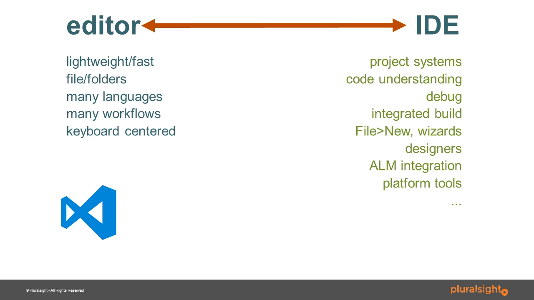What's an IDE? Well, Visual Studio is a great example of an IDE, or IntelliJ. Here we can do things with project systems like solution files and project files. It understands the code a lot better, and debugging is super, super rich in these. And you have integrated build processes for Grunt and Gulp and Broccoli and all these other kinds of tools. Maybe you've got T4 templates, or maybe you've got your own Yeoman generators built in. File new and wizards, a lot of times custom wizards. Designers. Integration with ALM, CI/CD for continuous integration and deployment. Maybe buttons all over the place, very mouse heavy, and a lot of platform-specific tools. So you've got power on the right, and you've got speed on the left.